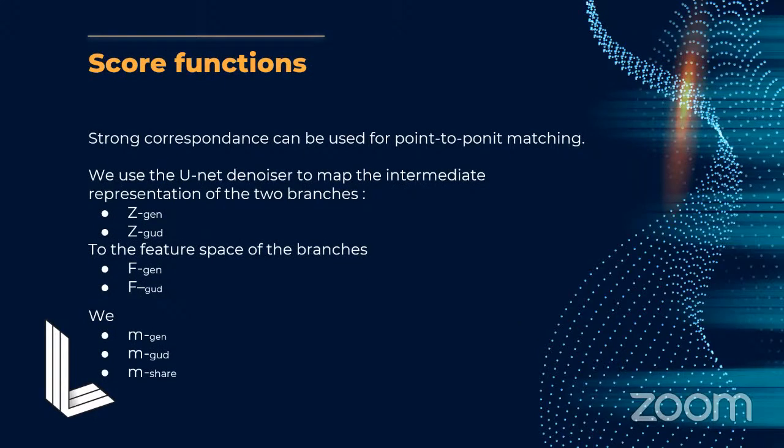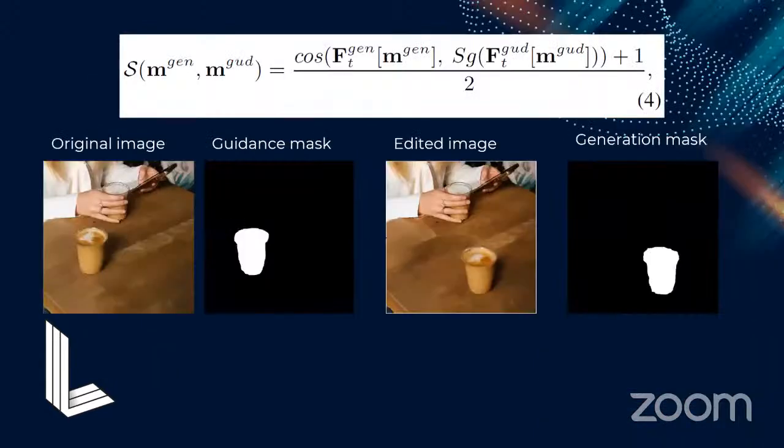We know that strong correspondence can be used for point-to-point matching because similar objects in different images have similar features. So we can use this similarity to match features in different images point to point. In this model, we use the UNet denoiser to map the intermediate representations of the two branches, the guidance branch and the generation branch, with the feature space from the denoisers of these branches.